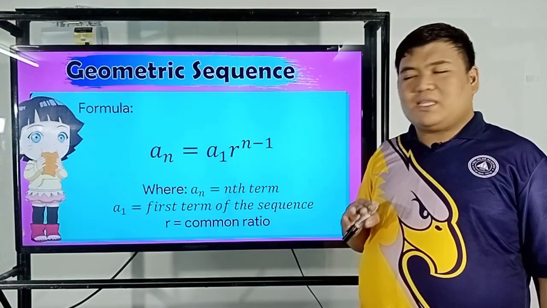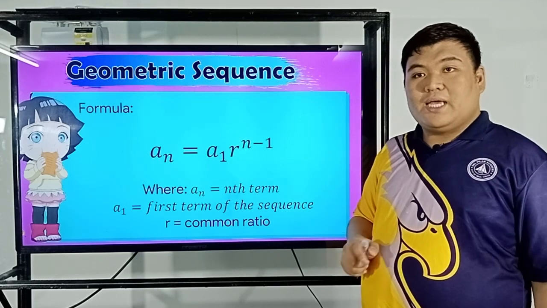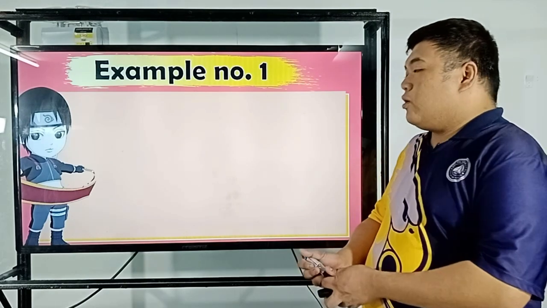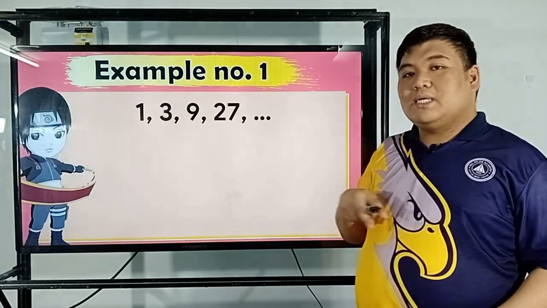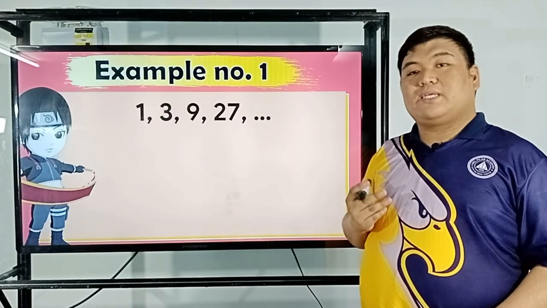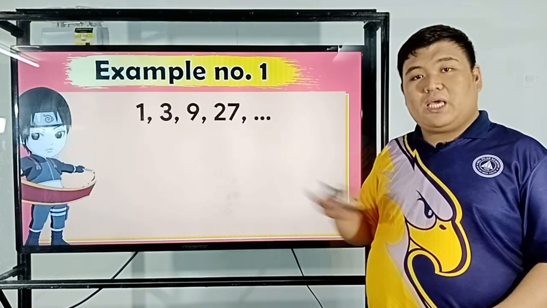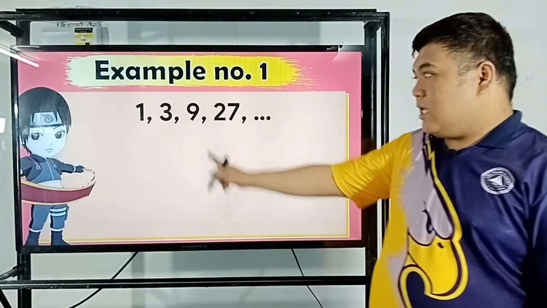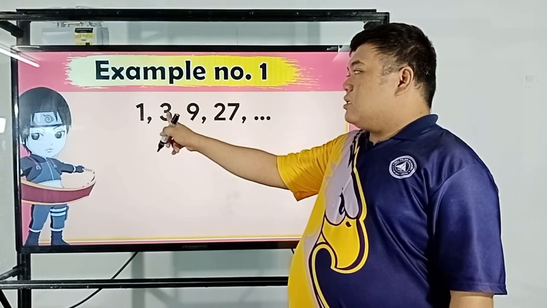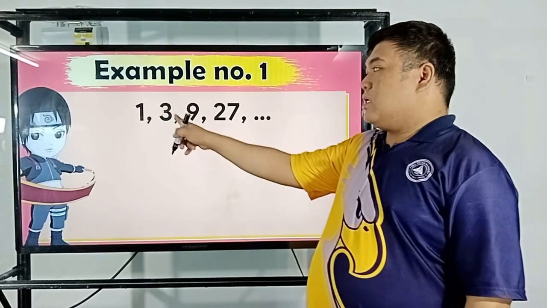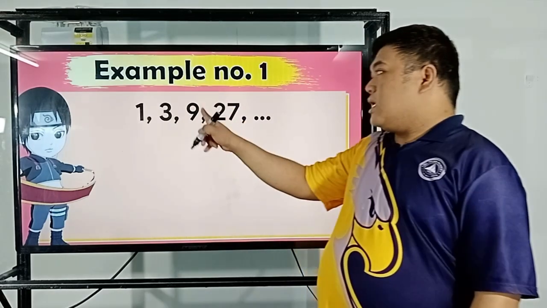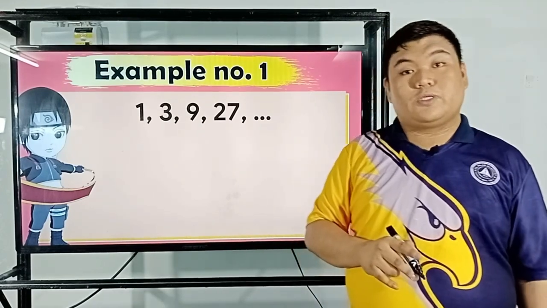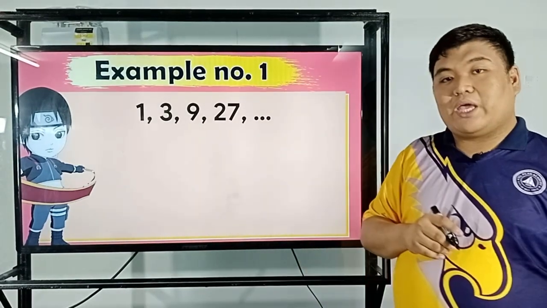Now, para mas madaling maintindihan, paano ba gagamitin yung formula na yan? Let's have example number 1. Now, for example number 1, we have the sequence 1, 3, 9, 27, and so on. Obviously, this is a geometric sequence. Kasi if we will get the common ratio, 3 divided by 1 is 3, 9 divided by 3 is 3, 27 divided by 9 is also 3. So may common ratio tayo na 3.